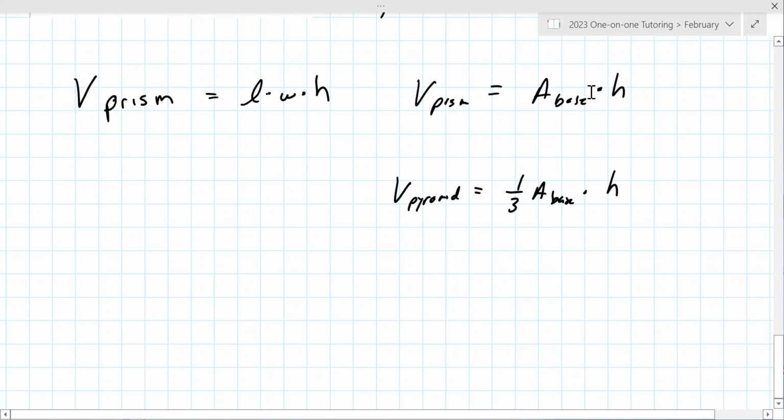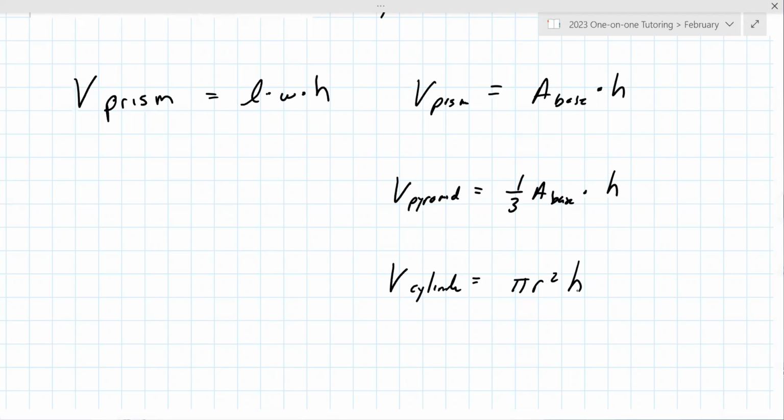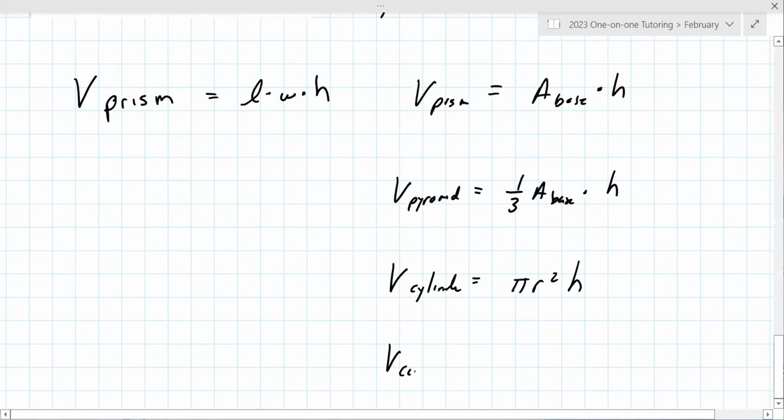They're similar, exactly the same except for the 1/3 part. Volume of a cylinder: pi r squared h. Sometimes in math, you just have to repeat a formula, even if you don't fully understand it, until you do understand it, and then you'll be glad you know it. Volume of a cone: 1/3 pi r squared h.